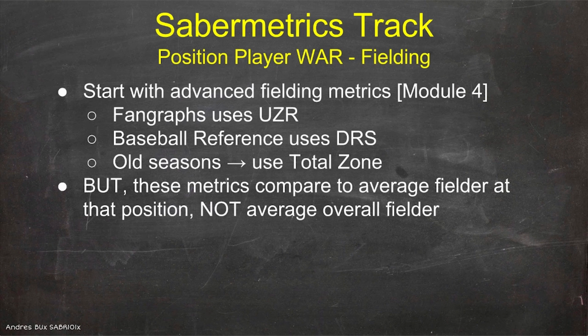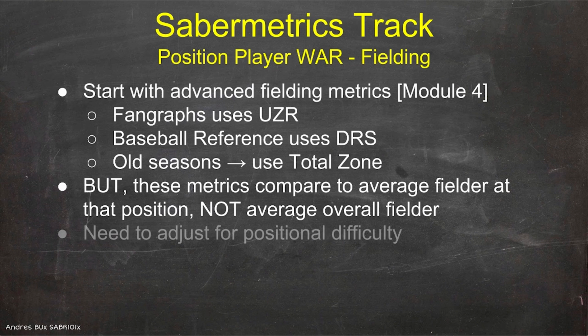But there's a problem here relative to the way we did base running runs and batting runs. The way these metrics work is they compare to the average fielder at that position, not to the average fielder overall. And that's a little different than batting runs or base running runs. So you need to adjust for the positional difficulty after you give runs to the fielders. So you give runs to fielders by position, and then you adjust for the positional difficulty after those runs have been assigned.